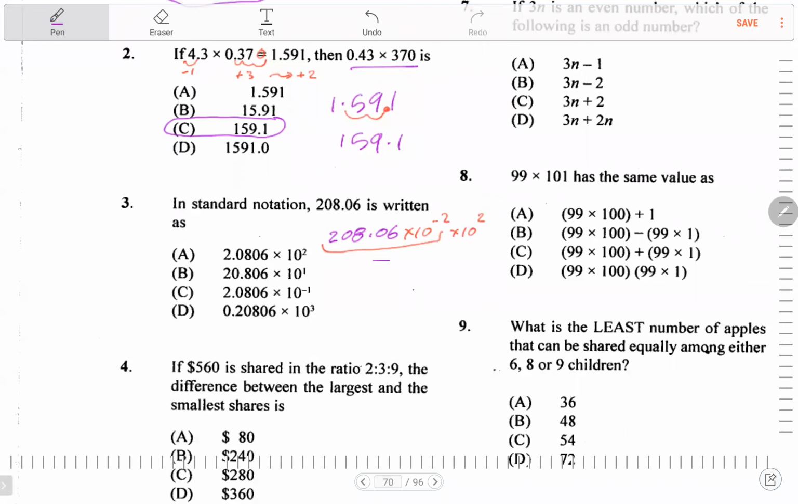And so it becomes 2.0806 times 10 squared. And that is the A. If you look at it, this answer would give you about that. Sometimes you can just check what the answer would give you. All right, next question.